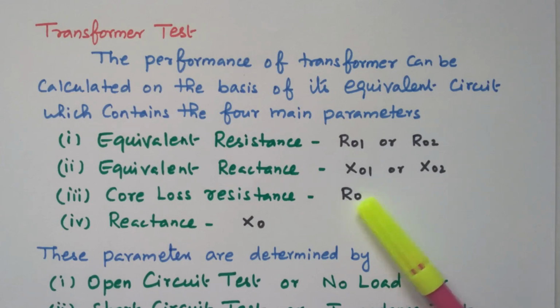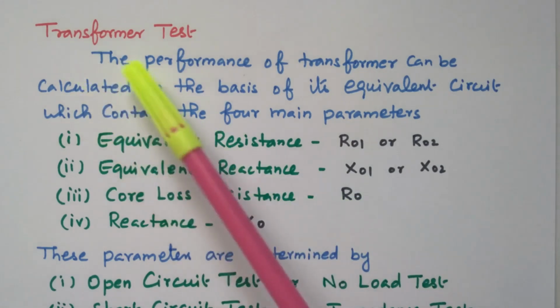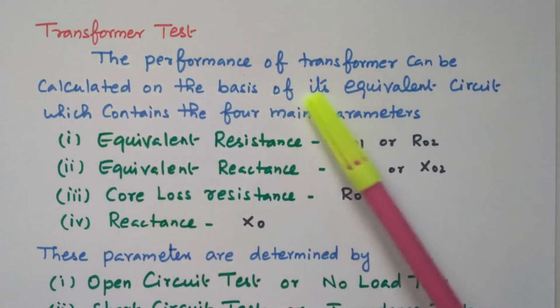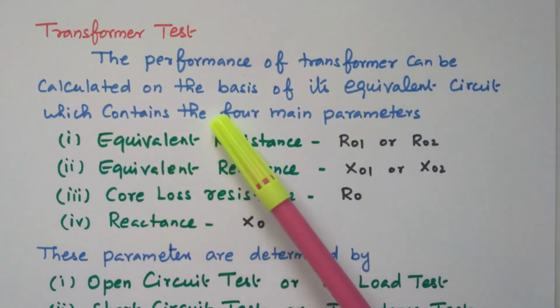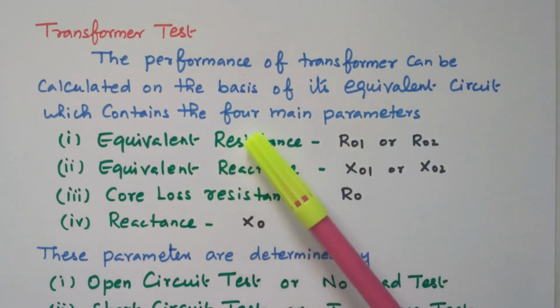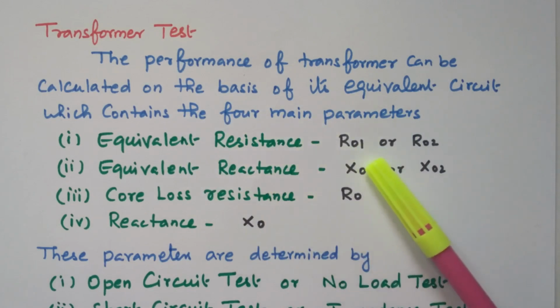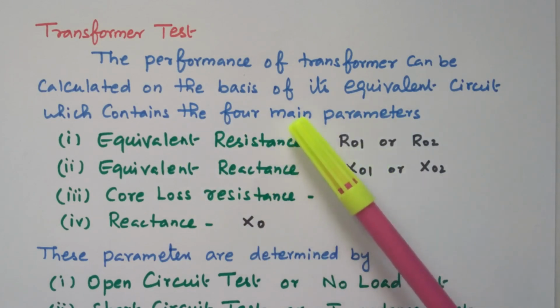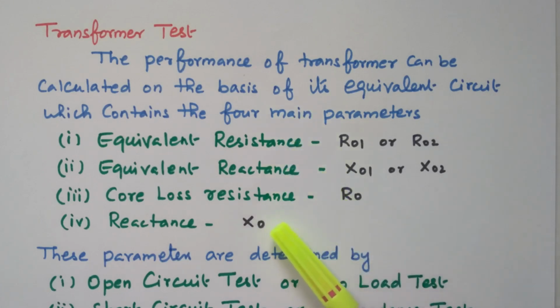Now we will go to the topic: transformer test. The performance of a transformer can be calculated on the basis of the equivalent circuit, which contains four main parameters. In order to draw the equivalent circuit, we need these four parameters for further analysis.